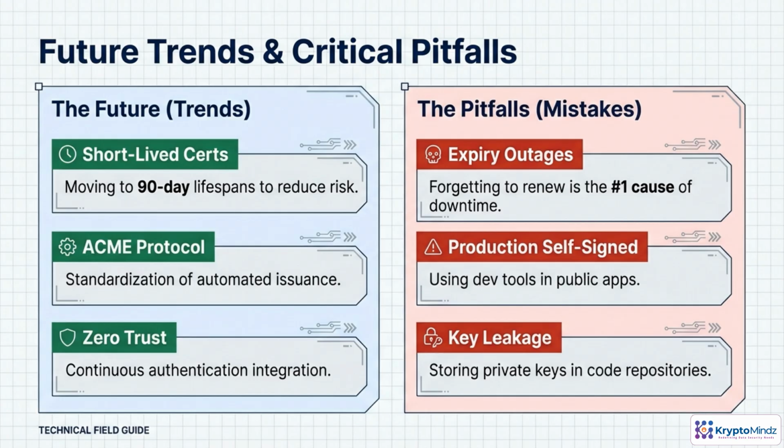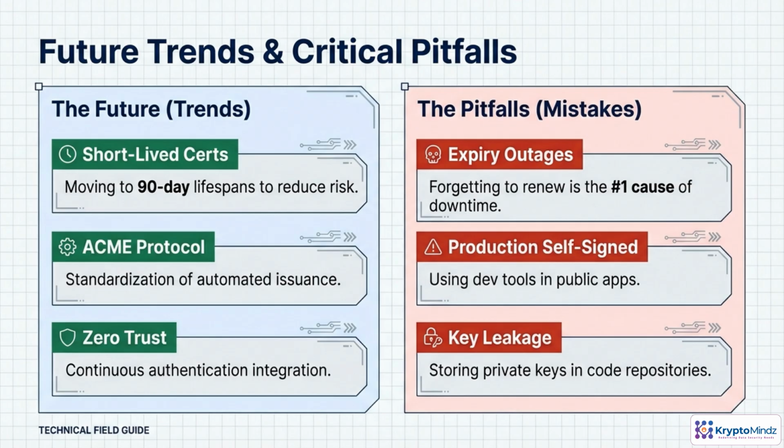PKI is also being woven into Zero Trust. Instead of a one-time login, identities are continuously re-verified using certificates, device posture, and context. Certificates become a living signal of trust, not just a static badge. Now the pitfalls. Expiry outages are still the number one PKI failure. Someone forgets to renew, and a critical service just stops. The fix is simple in theory: full automation, monitoring, and clear ownership.